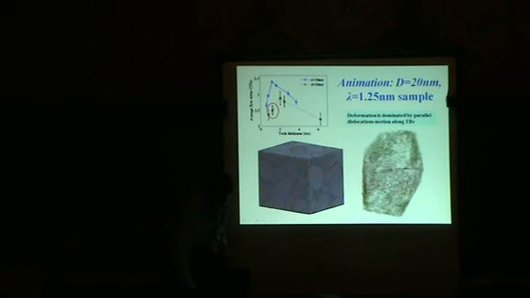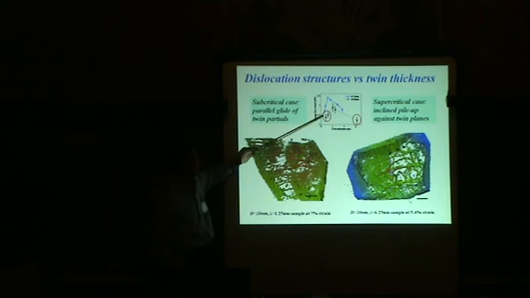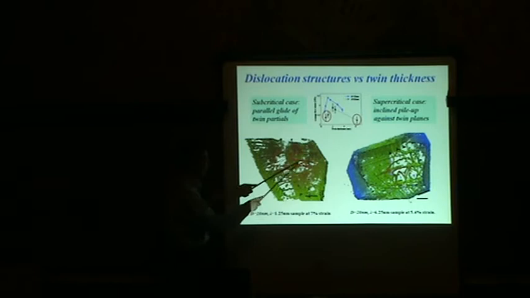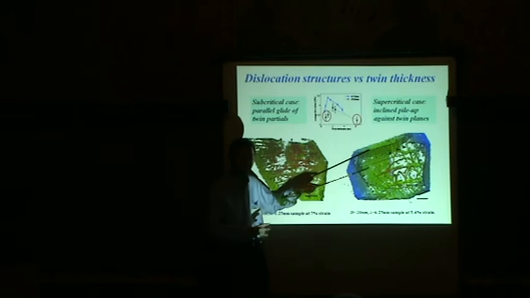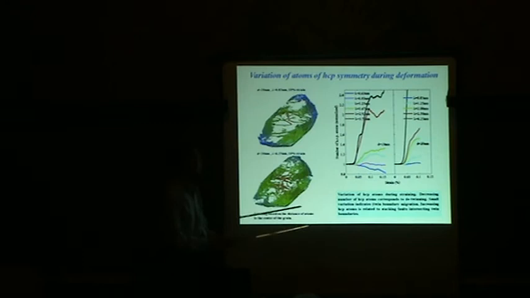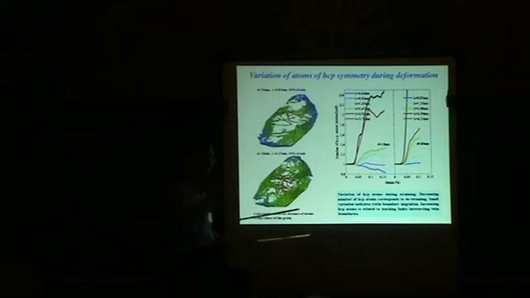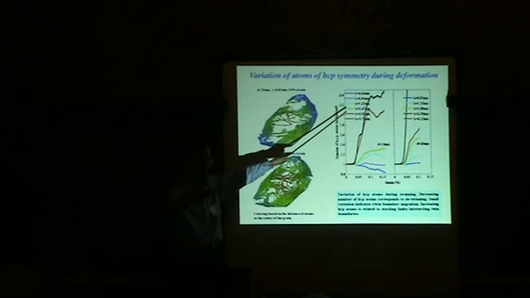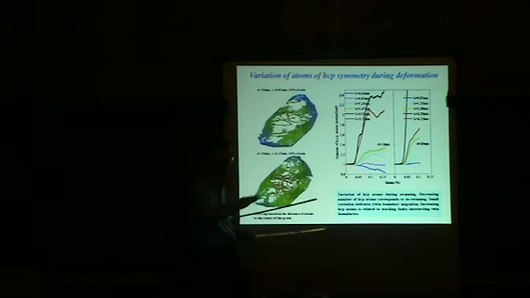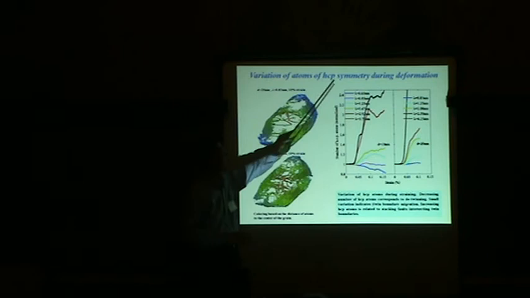Okay, here's a schematic picture on this side. You see all these loops are in the same orientation, same slip system. And by here, we have a random forest picture. And if you come to there, the atoms of HCP symmetry tell you whether dislocations are parallel to the twin boundary. If dislocations are all parallel to the twin boundary, then the number of atoms of HCP symmetry should remain the same, not increase. But if dislocations are inclined to the twin boundary, you create many stacking faults, all inclined. So the number of HCP atoms should increase, right?